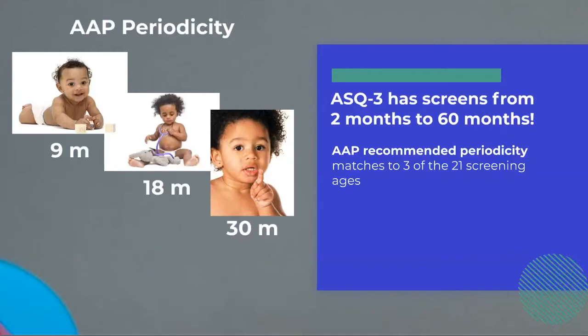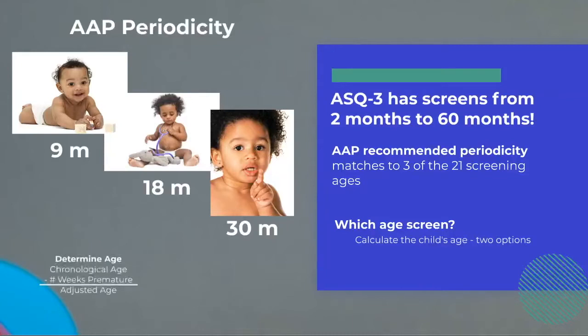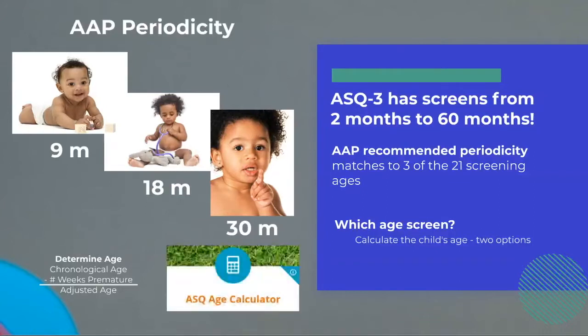If you are screening outside of those 3 age ranges, there are 2 ways to determine which age screen is most appropriate for the child. You can determine the appropriate screening age for children up to 2 years old by taking their chronological age and subtracting the number of weeks the child was born prematurely. ASQ has both a website and a mobile app that includes this ASQ age calculator.